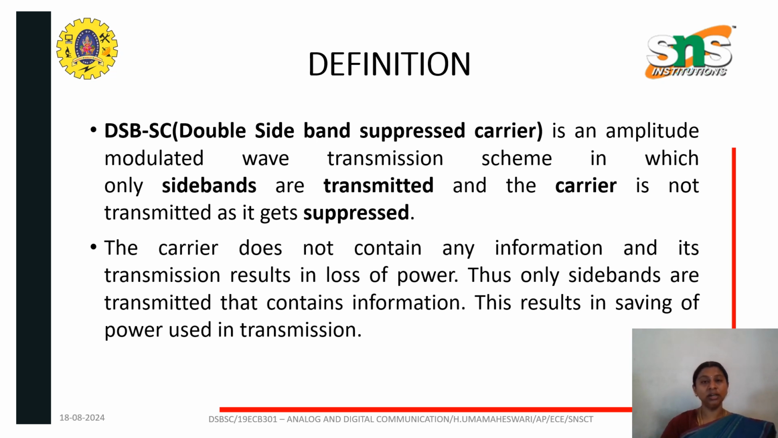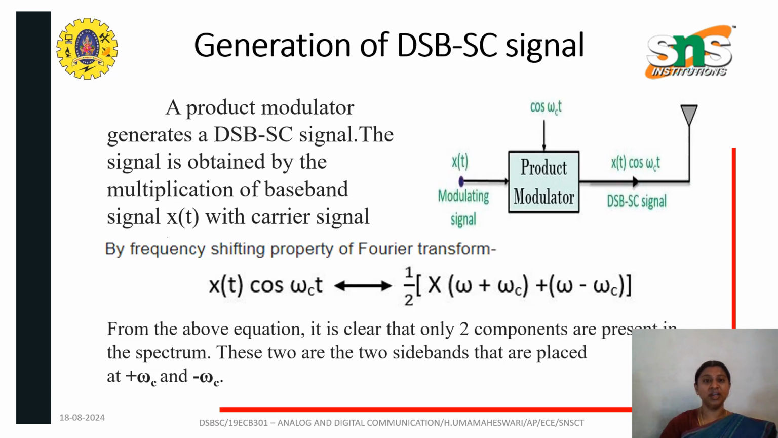The carrier does not contain any information and its transmission results in loss of power. Thus, only sidebands that contain information are transmitted. This results in saving of power used in the transmission.